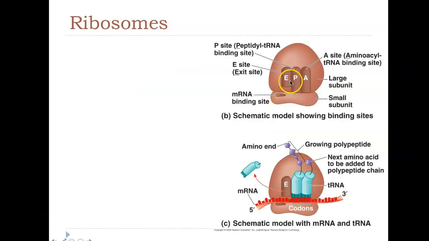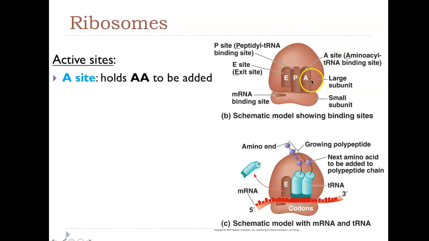There are 3 sites. The ribosome has 3 sites. The A, the P, and the E. And I'm reading them from right to left because that's actually how this works. A, then P, then E. And you'll see what I mean in a minute. So that's the order that they go in. A, P, E. The A site is holding the amino acid that is to be added.